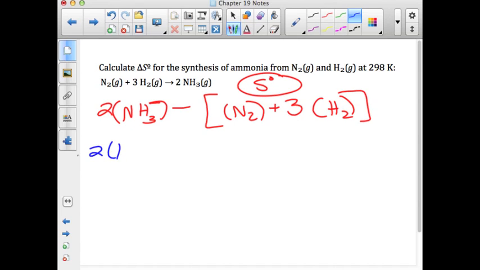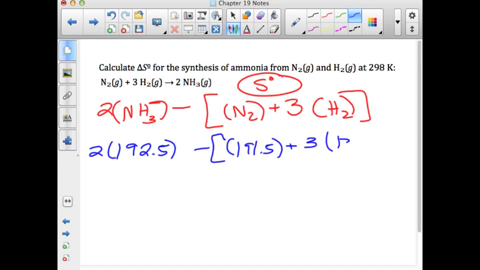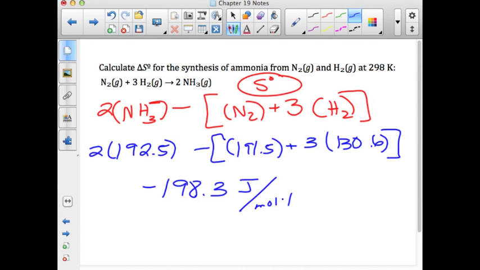I'll look in the back and it'll tell me that this is 192.5, minus N2, which is 191.5, plus 3 times 130.6. And I'll get negative 198.3. And these are usually joules per mole Kelvin. There should be one more little bit and then we're done.